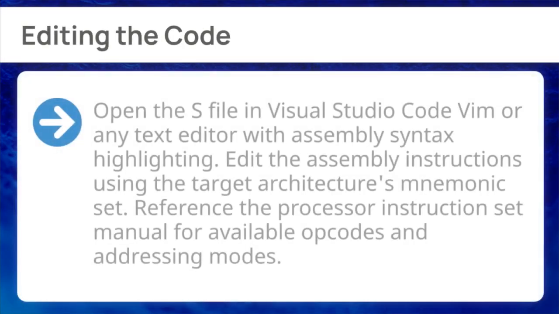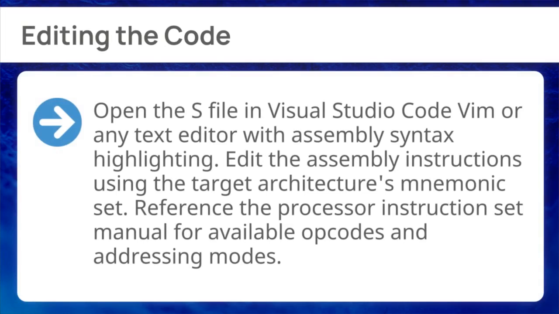First, editing the code. Open the S file in Visual Studio Code, Vim, or any text editor with assembly syntax highlighting. Edit the assembly instructions using the target architecture's mnemonic set. Reference the processor instruction set manual for available opcodes and addressing modes.